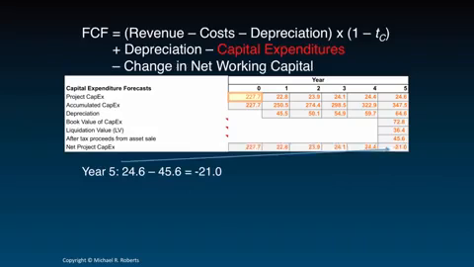And so the end result is that we have our projected capital expenditures here, but once I factor in the after-tax proceeds from the sale of these assets, we're actually going to have a negative capital expenditure in that last year, that 5th year, which is going to reflect an inflow of money.